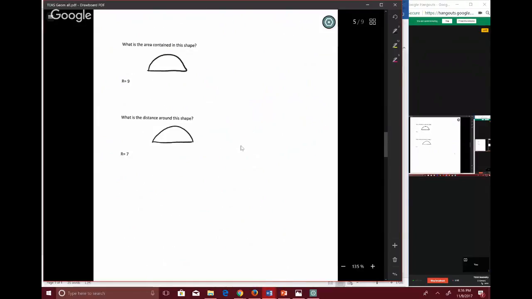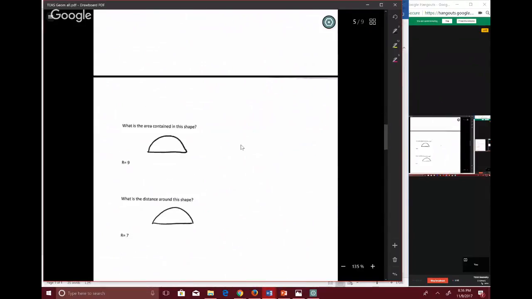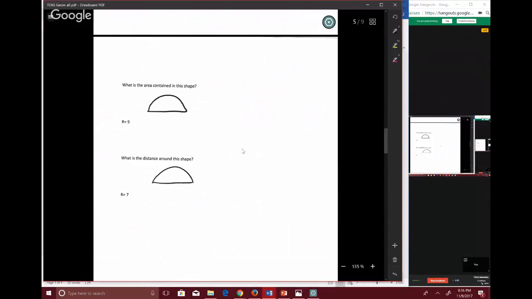These 2 questions, and I flipped a couple of pages ahead. So this is page 5 of 9 is what it says. This one says, what is the area contained in this shape? This says the distance around this shape. So these are the 2 possible types of questions for a half circle. So skip to here so that we can see them side by side.